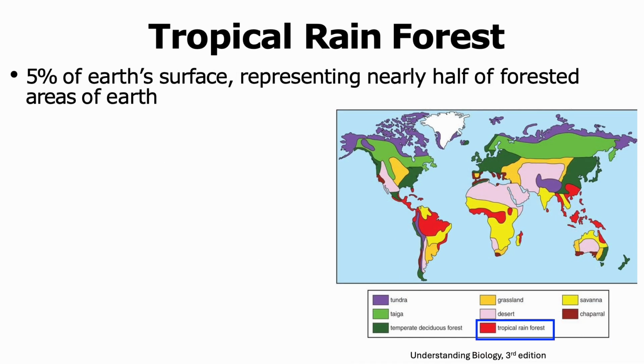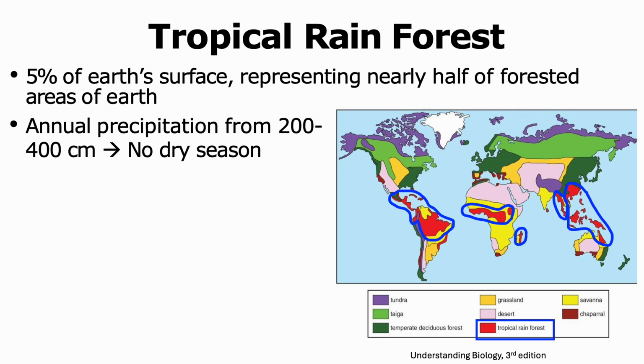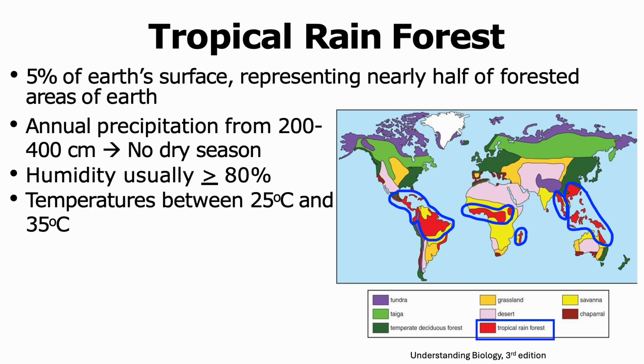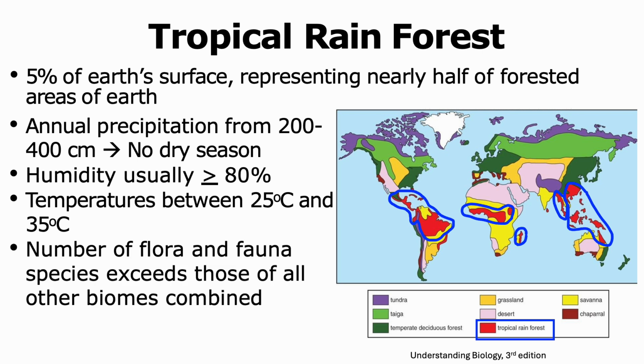The tropical rainforests represent nearly half of forested areas of Earth and occupy around 5% of Earth's surface. The tropical rainforests get a lot of rainfall. The annual precipitation is from 200 to 400 centimeters, and they usually do not see a dry season. The humidity is also quite high in these areas. It's more than 80%. The temperatures fluctuate between 25 to 35 degrees Celsius. When we look at the number of flora and fauna species that are present in tropical rainforests, it exceeds those of all the terrestrial biomes that are combined.